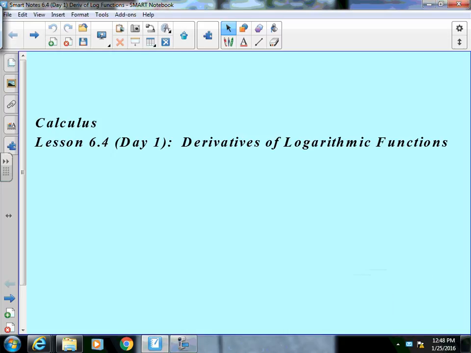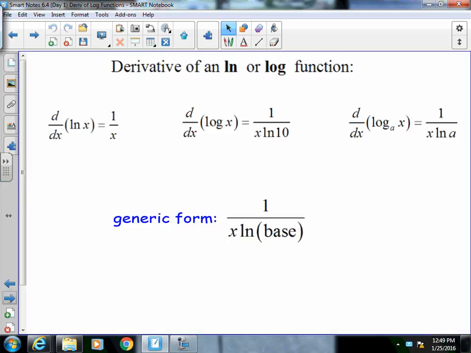Today we are finally going to get into derivatives of logarithms, and later this section we'll get into integrals of logarithms. But by the end of today you're going to be able to derive several different types of logarithmic functions. So, first of all, I'm going to give you some formulas at the top. Technically, you should memorize these.